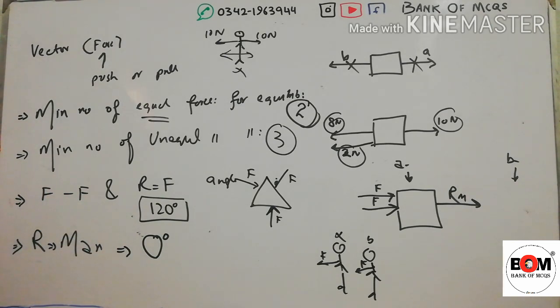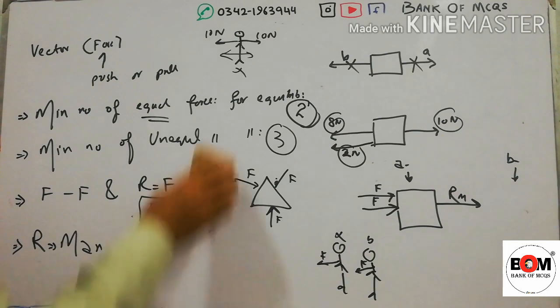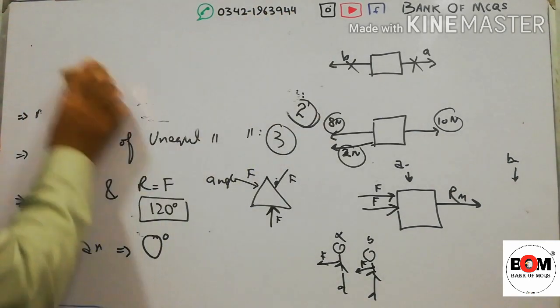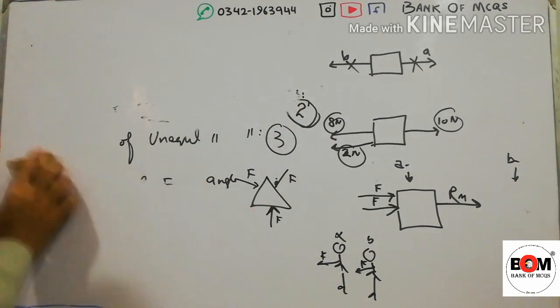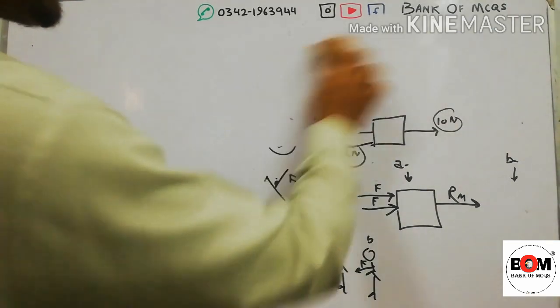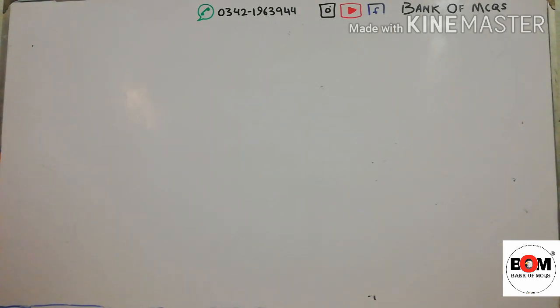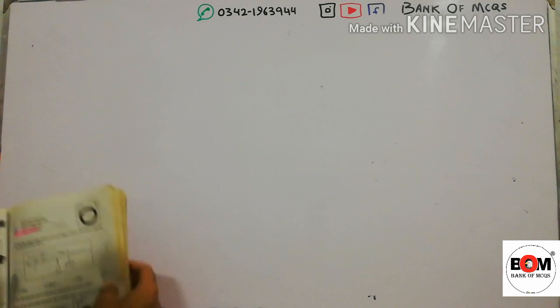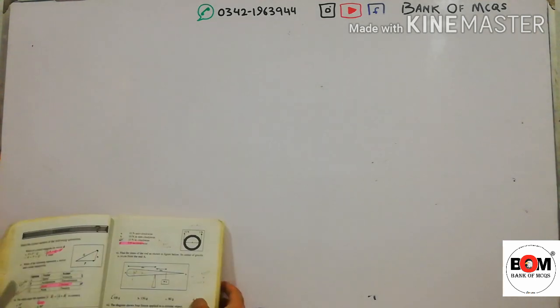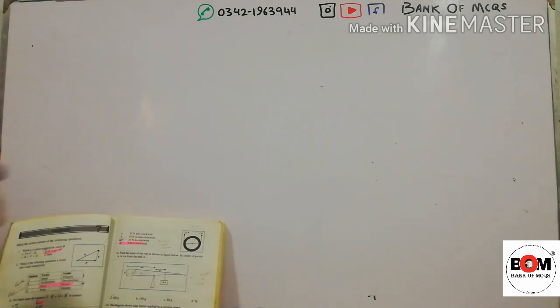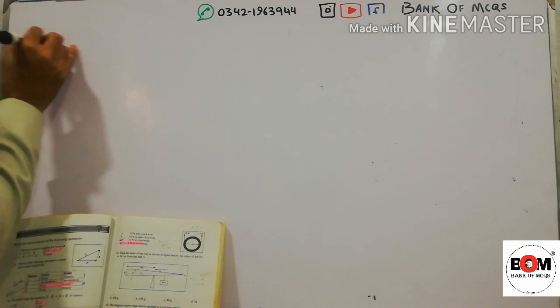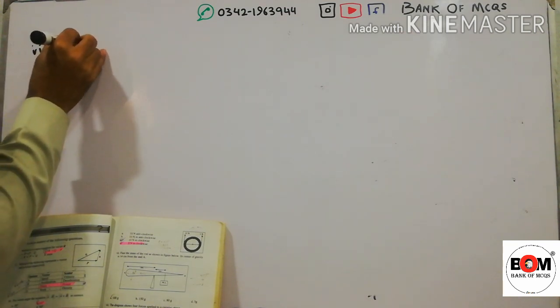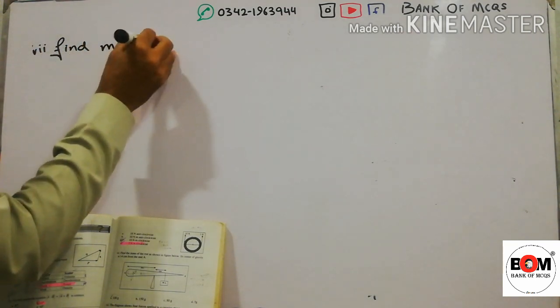So this was about vectors. Now for the state of equilibrium, for which the sum of torque is equal to 0, I would like to solve MCQs. That is from a book example, MCQ number 8. Find the mass of the rod.